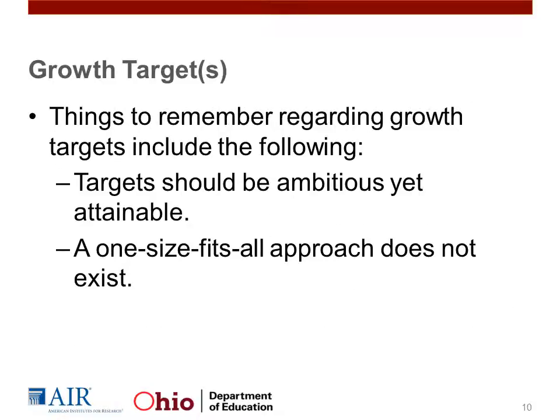Remember that targets should be rigorous yet attainable. For example, ambitious yet attainable targets in some cases may expect students to show 1.25 years of growth. However, expecting students to show 3 years of growth in 1 year is ambitious yet unrealistic. You may remember from Module 3 that a one-size-fits-all approach to setting growth targets does not exist. But if you keep these things in mind, you will be well on your way to constructing appropriate growth targets.